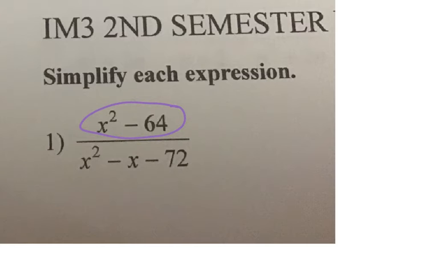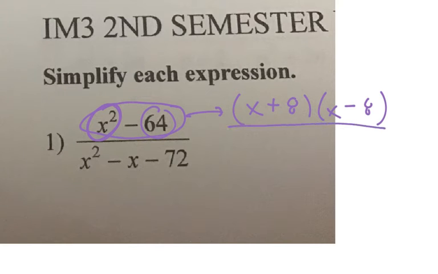I hope you remember the difference of two squares. So what I'm going to do here is say it's x times x for x squared. 8 times 8 is 64. And then a plus 8 and a minus 8 makes my 0. Notice there is no x in the middle. That's how we do a difference of two squares.